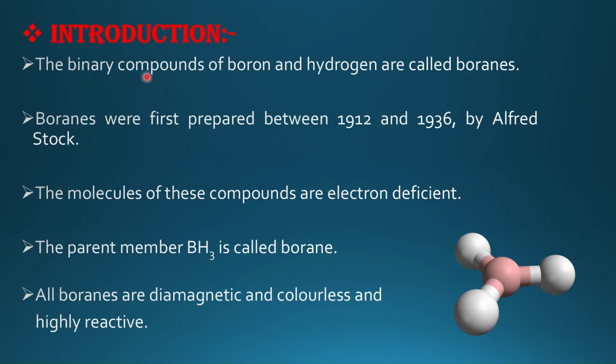Introduction. The primary compounds of boron and hydrogen are called boranes. Boranes were first prepared between 1912 and 1936 by Alfred Stock. The molecules of these compounds are electron deficient. The parent member BH3 is called borane. All boranes are diamagnetic, colorless and highly reactive. This is the 3D structure of borane.